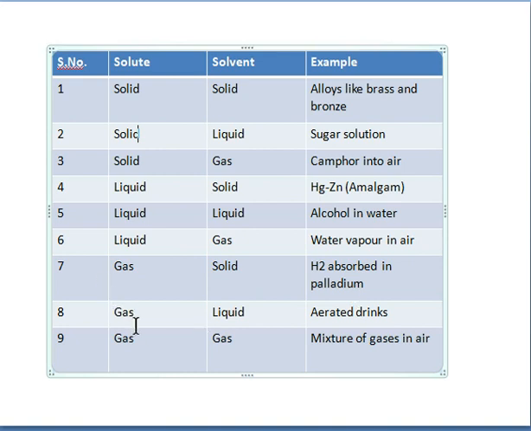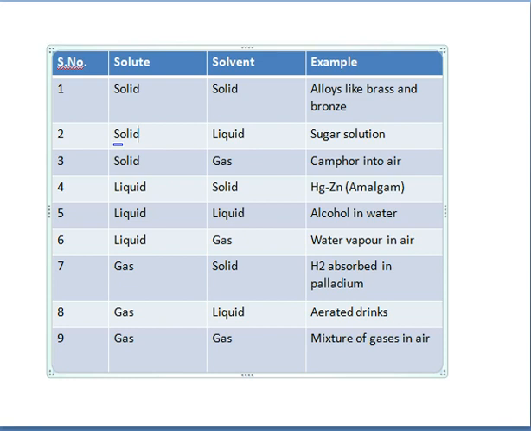Then the next type is gas in liquid. Here the solute is gas and the solvent is liquid. Example for this type is aerated drinks like Pepsi, Coca-Cola, Sprite and so on. Then the last type is gas in gas. Both solvent and solute are gases. Example for this type is a mixture of gases in air. As you all know, our atmospheric air consists of many gases like oxygen, carbon dioxide, nitrogen, hydrogen and so on.